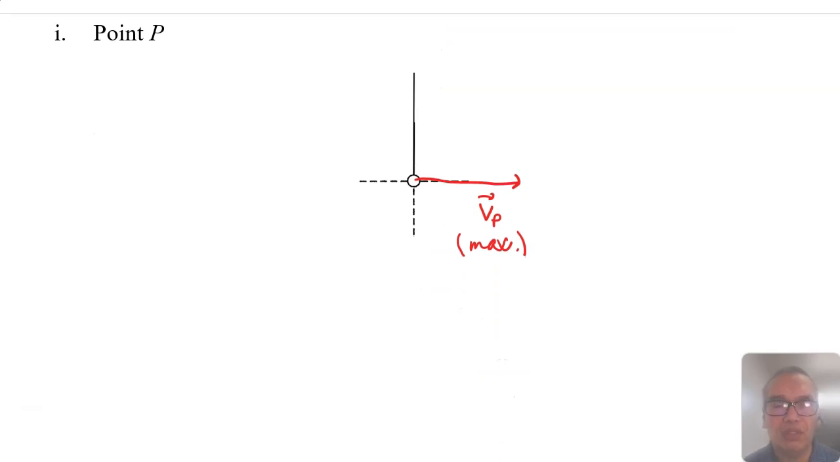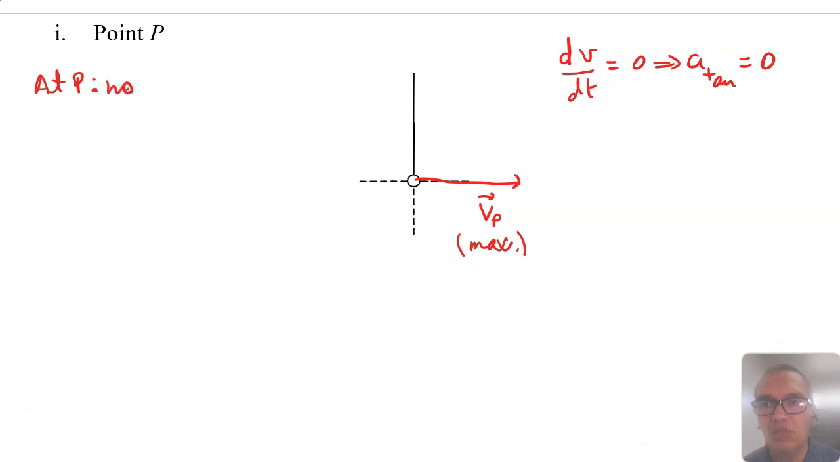If this is the maximum velocity, this is the point where the velocity has stopped growing and started decreasing. Therefore, at that point, dv/dt is equal to zero. But this is the same as saying that the tangential acceleration is zero. What we are trying to say in that case is that at P, there is no change in the magnitude of the velocity vector.